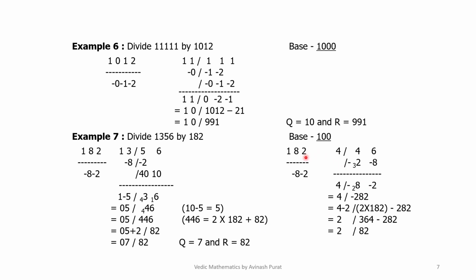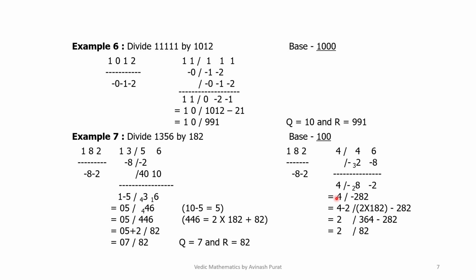Now we can divide 446 like this. 446 divided by 182 is minus 8 minus 2. 4 is taken down. 4 multiplied by minus 8 is minus 32. 4 multiplied by minus 2 is minus 8. So 6 minus 8 is minus 2. 4 minus 32 is minus 28. So 4 stroke minus 282.